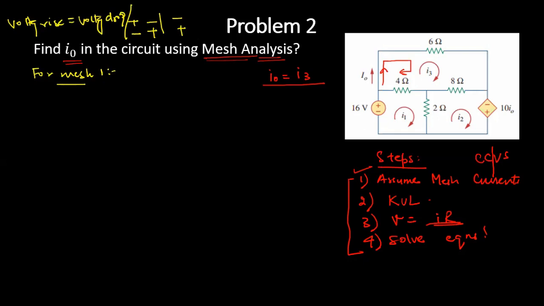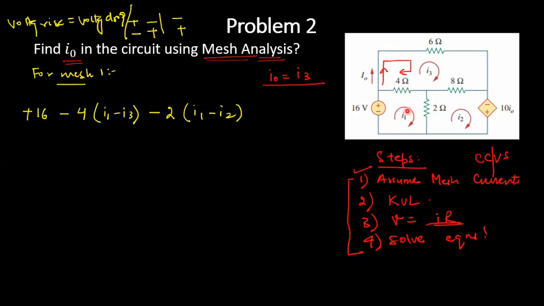So I can write plus 16, because we are moving from minus to plus, then minus 4 times. Now for this resistor of 4 ohm, there are two currents. So the current is I1 minus I3. Then minus 2 times. So if you see this resistor again, now there are two currents that are present here. So I1 minus I2.